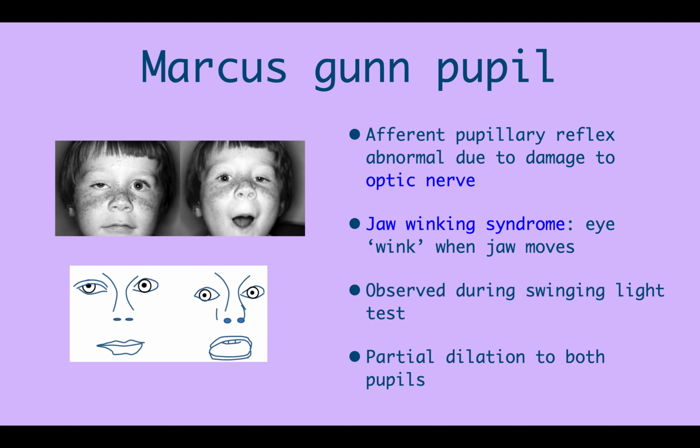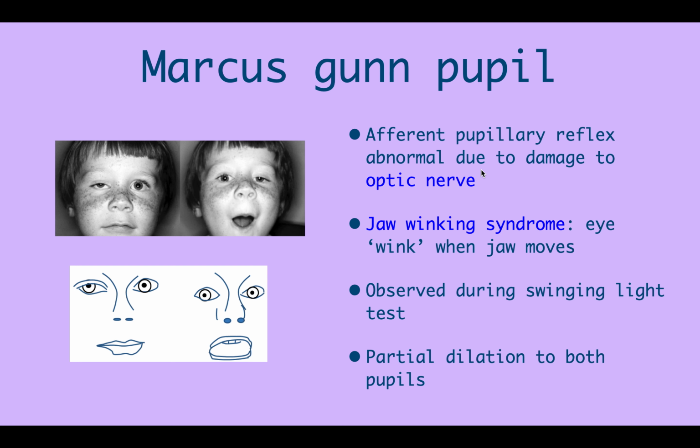Okay, so Marcus Gunn pupil is very interesting. It's damage to the optic nerve, so the afferent pupillary reflex is abnormal, and there's like a jaw-winking syndrome. So the eye will flutter when the jaw moves. Oh, look it up, it's really crazy. And you can also observe it during the swinging light test, but there is going to be partial dilation to both pupils.